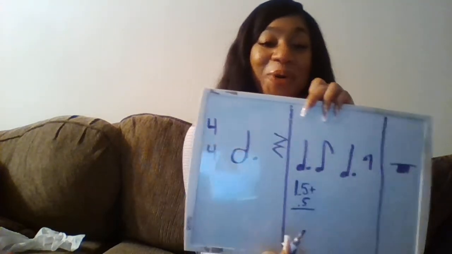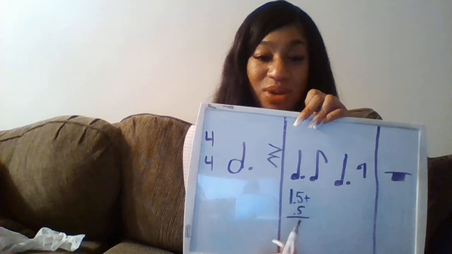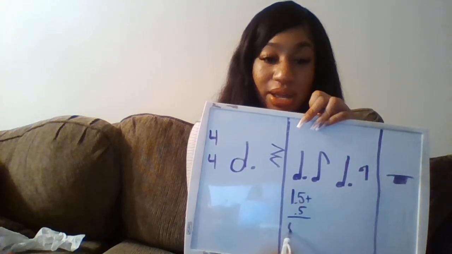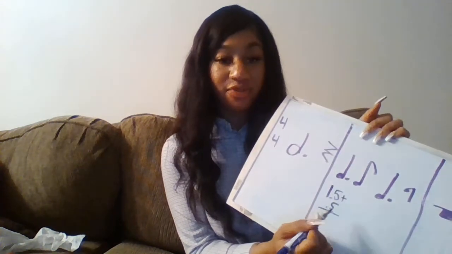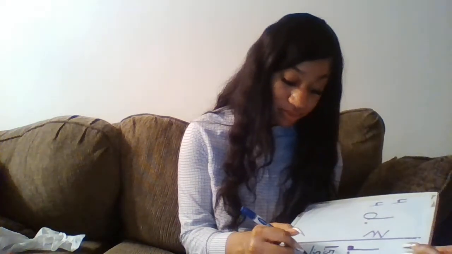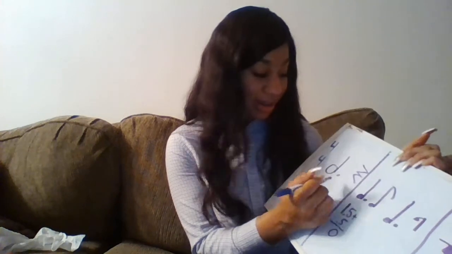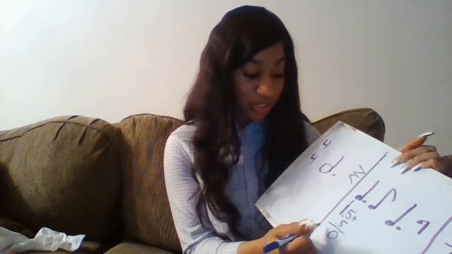Okay, so 1.5 plus 1/2. I just take this 1 and bring it down, or actually I'm doing it backwards. I bring this 0.5 plus 0.5. 5 plus 5 is 10. So that's a 0. Carry the 1. And 1 plus 1 is 2.